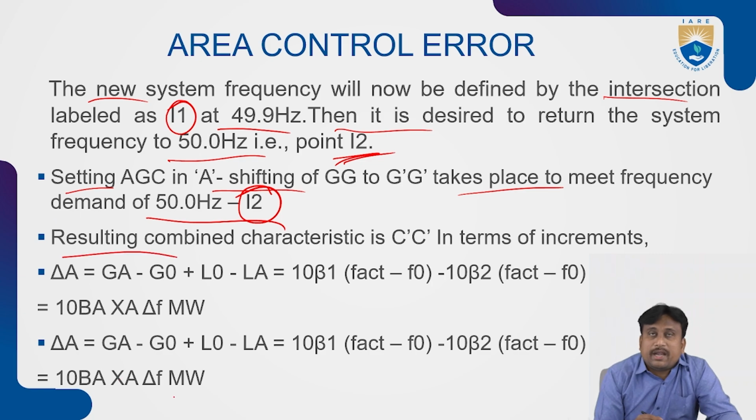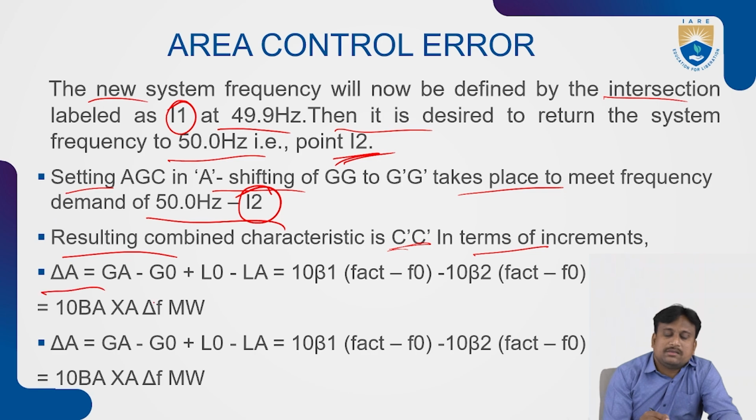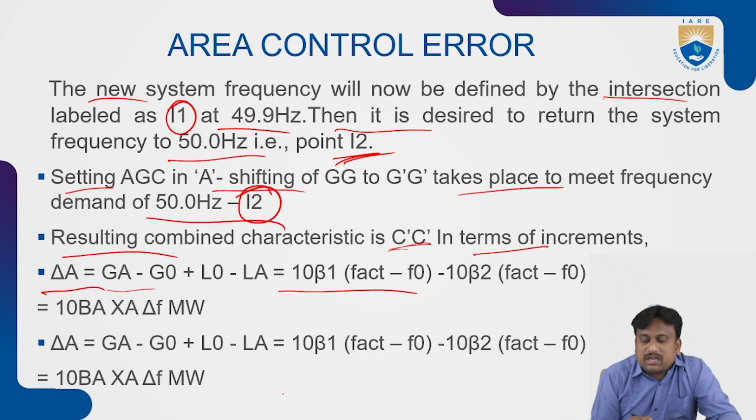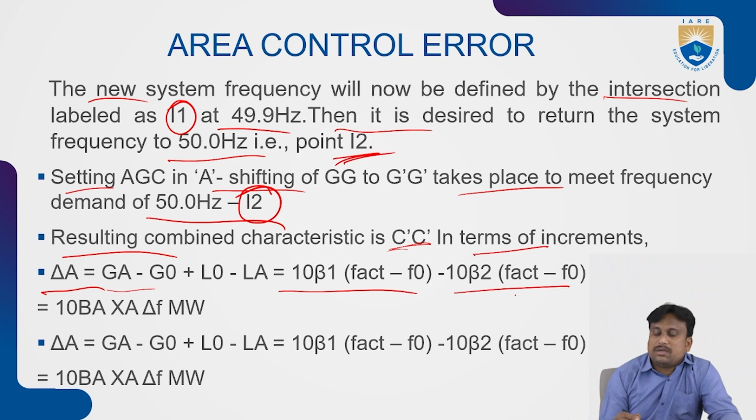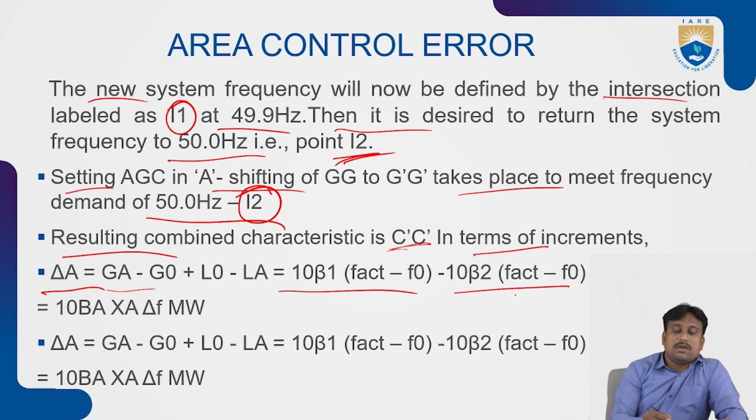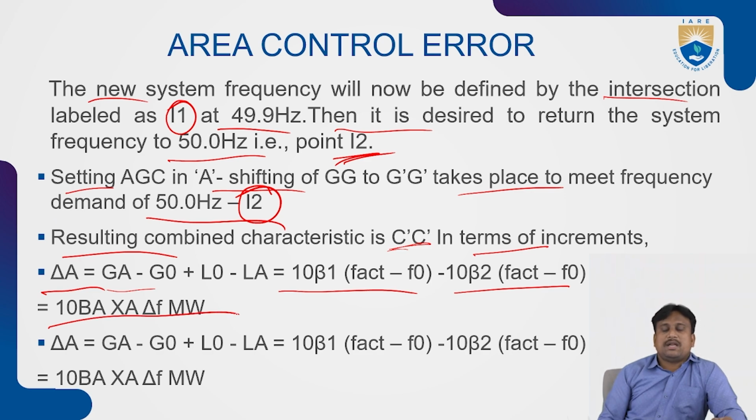The resulting combined characteristic is C2C, in terms of increments. That means delta A is GA minus G0 plus L0 minus LA, which equals 10 beta 1 times the actual frequency minus F0, minus 10 beta 2 times the actual frequency minus F0, which is treated as 10 BA times delta F in megawatts. So delta A is the difference GA minus G0 plus L0 minus LA, with the coefficient equivalent to the term 10 beta 1 times the actual frequency minus F0. This should be subtracted by 10 beta 2 times the actual frequency minus F0.